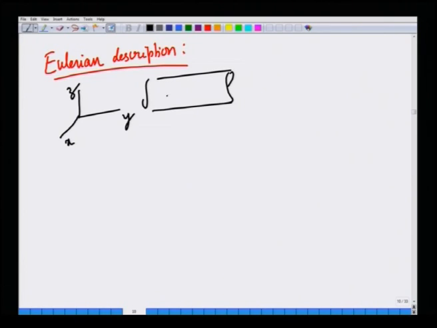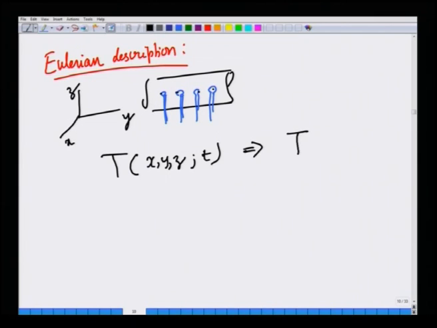Okay. You can keep probes or thermometers within the pipe, and you can measure, for example, the temperature as a function of x, y, z coordinates and time, at various fixed locations in space. This is often condensed in shorthand as T as a function of x vector and t. So, the independent variables in the Eulerian description are the spatial positions and time.